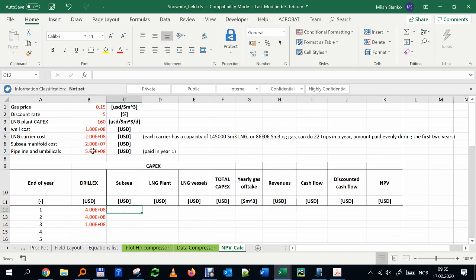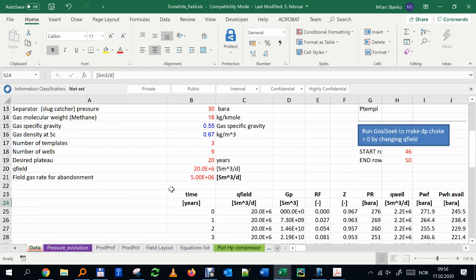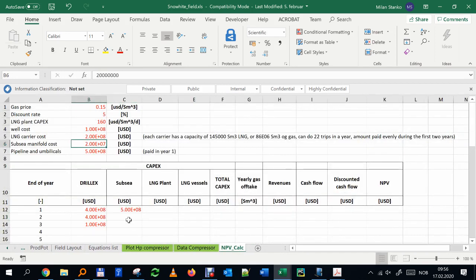pipeline and umbilicals, okay, all paid in year 1. So it's this guy here. Other thing I have to take into account is the manifold. Manifold, I have 3 templates, and each template I think is $20 million. Okay, so I have to sum that up here. I'm assuming I'm paying it in year 3.